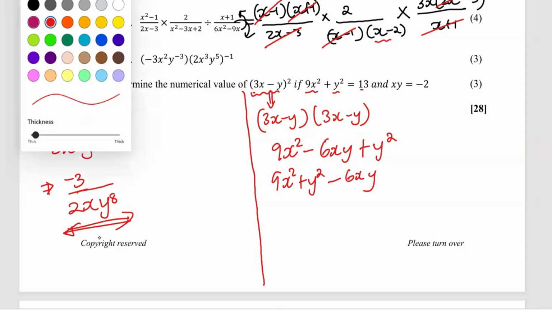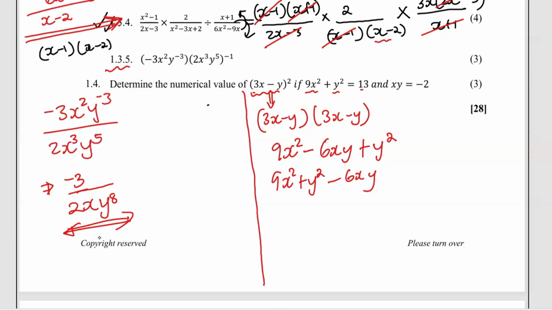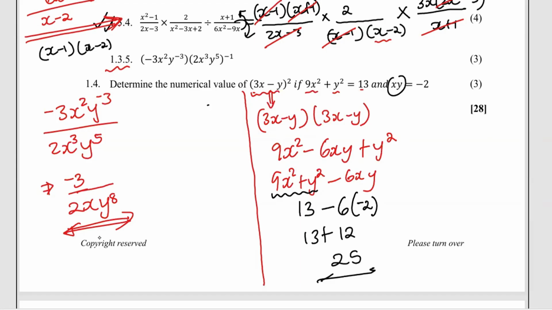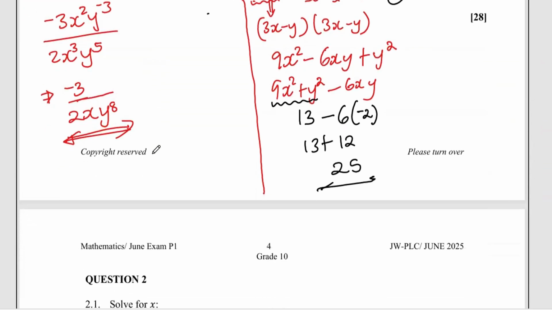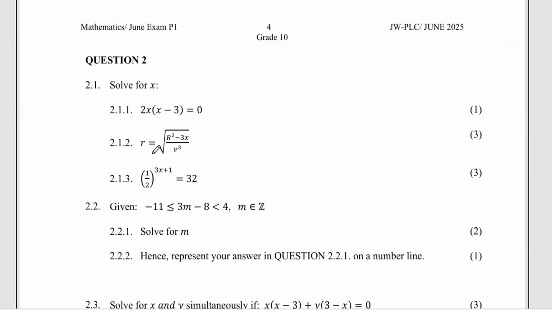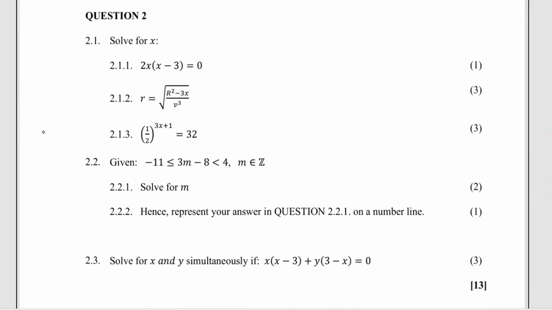Okay, so let's do the due diligence of substituting. So 9x squared plus y squared, all of it is 13. We are subtracting. They told us that xy is -2. So 6 times -2. So this is 13 plus 12. We get 25. So that is what the question wanted as well. So that is question number 1. Question number 2, which is the equations. So let's solve this 2.1.1.